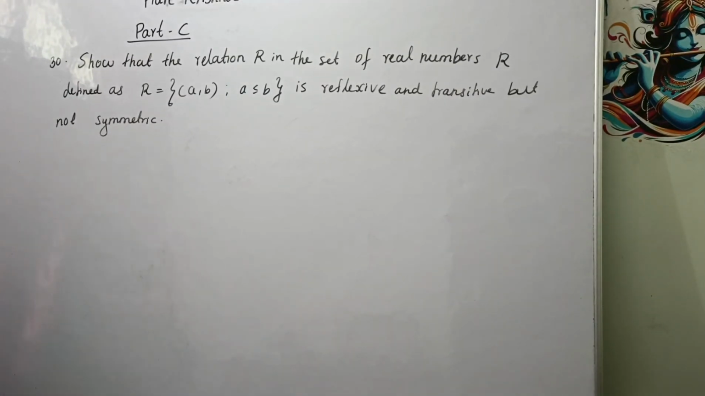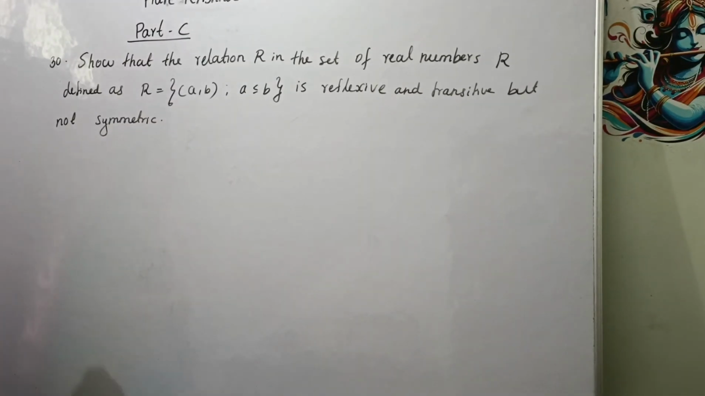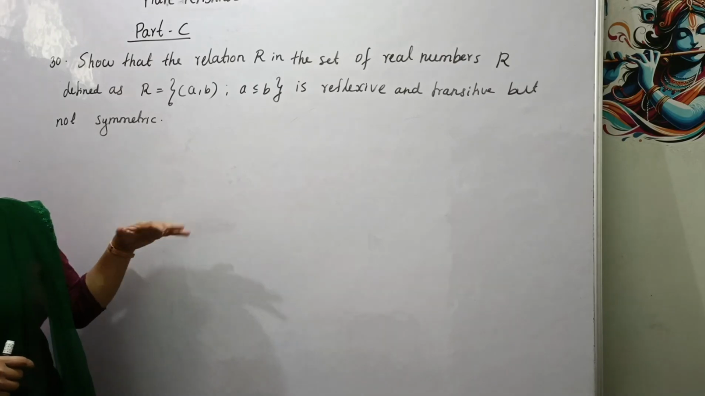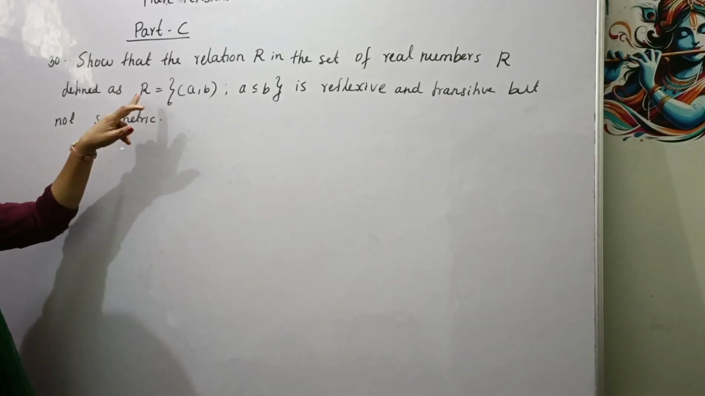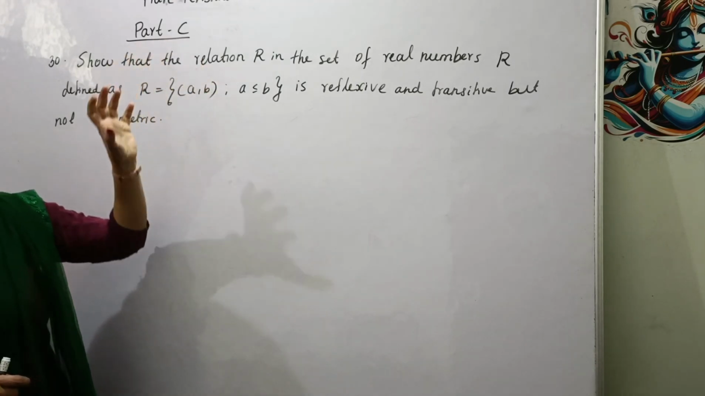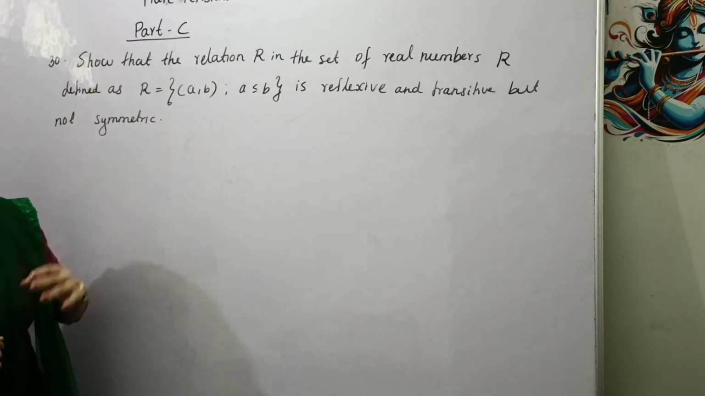So, 30th question: show that the relation R in the set of real numbers, defined as R equal to ordered pair (a, b) such that a is less than or equal to b, is reflexive and transitive but not symmetric. Here we have to prove that this given relation is reflexive, symmetric or not, and transitive. First of all, we have to prove it is reflexive.